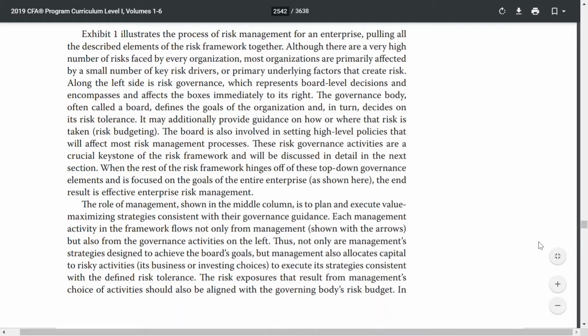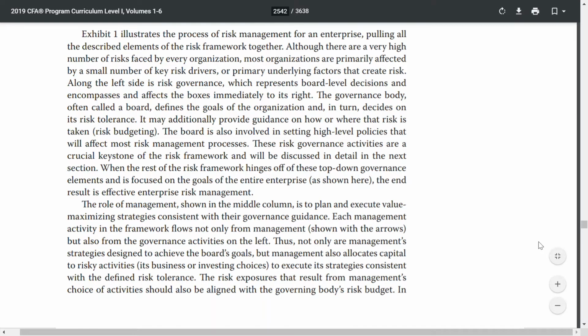The governance body, often called a board, defines the goals of the organization and in turn decides on its risk tolerance, and it may additionally provide guidance on how or where risk is taken, or risk budgeting. The board is also involved in setting high-level policies and will affect most risk management processes. Those risk governance activities are a crucial keystone of the risk framework and will be discussed in detail in the next section.